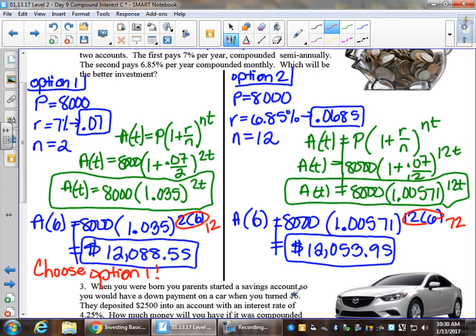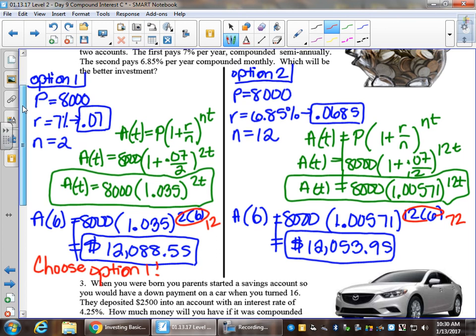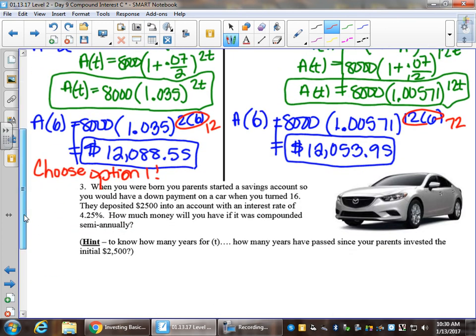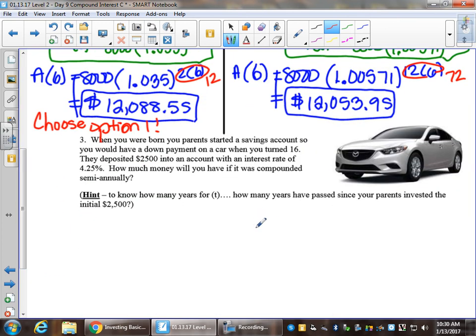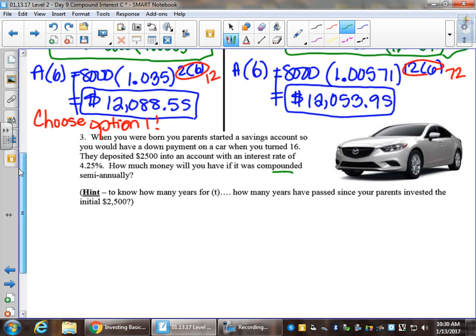Interesting result. The last one in the notes is number 3. When you were born, your parents started a savings account so you would have a down payment on a car when you turn 16. They deposited $2,500 into an account with an interest rate of 4.25%. How much money will you have if it was compounded semi-annually? So pretending like this isn't a mixed practice, as soon as I see the word compounded, right away, that tells me in my brain I've got compound interest going on.